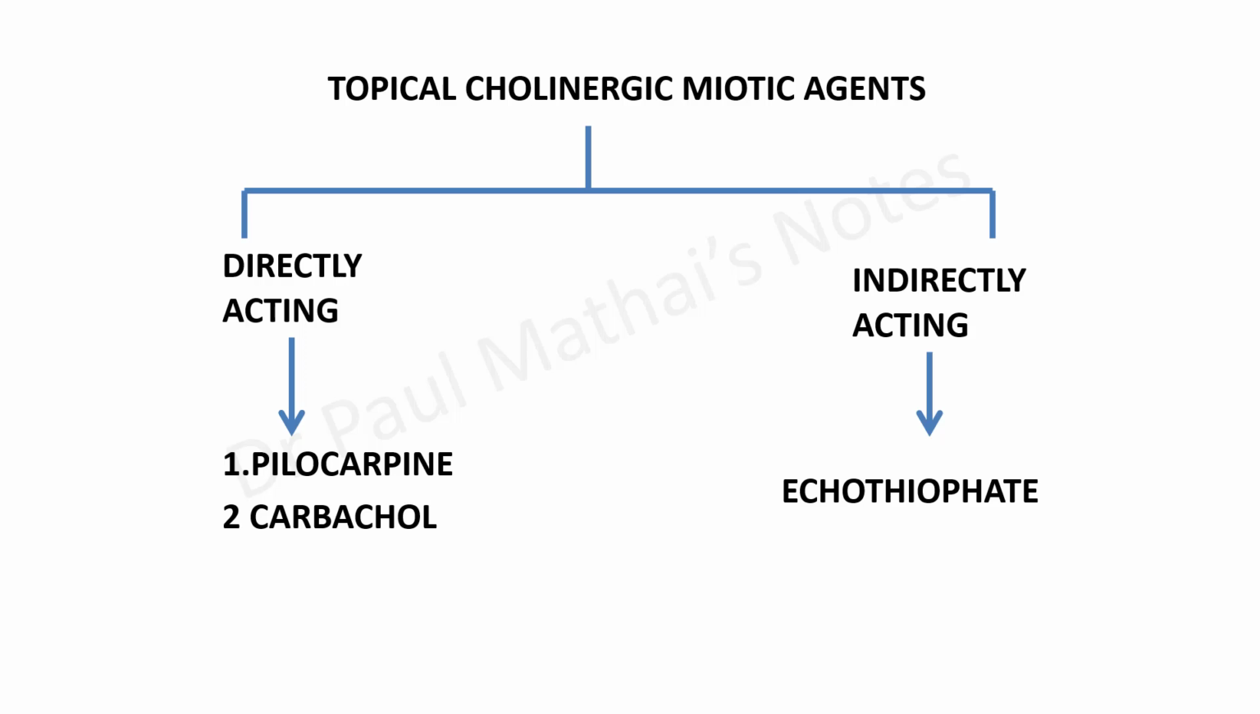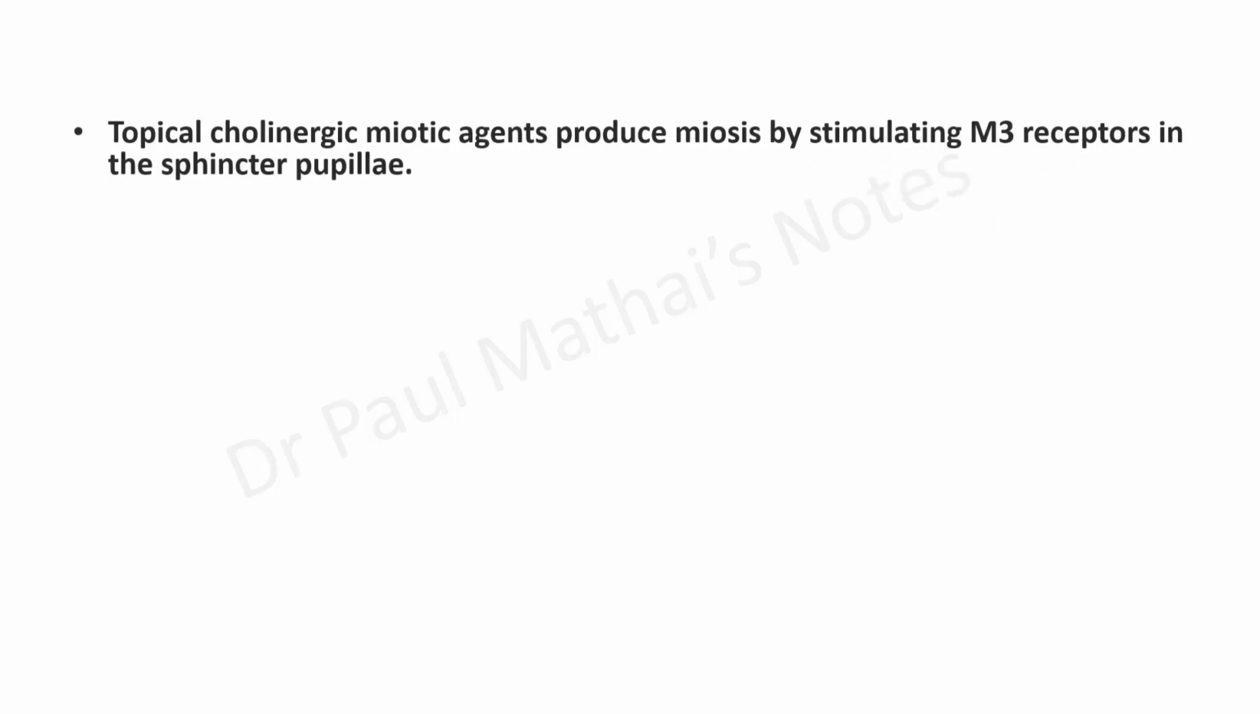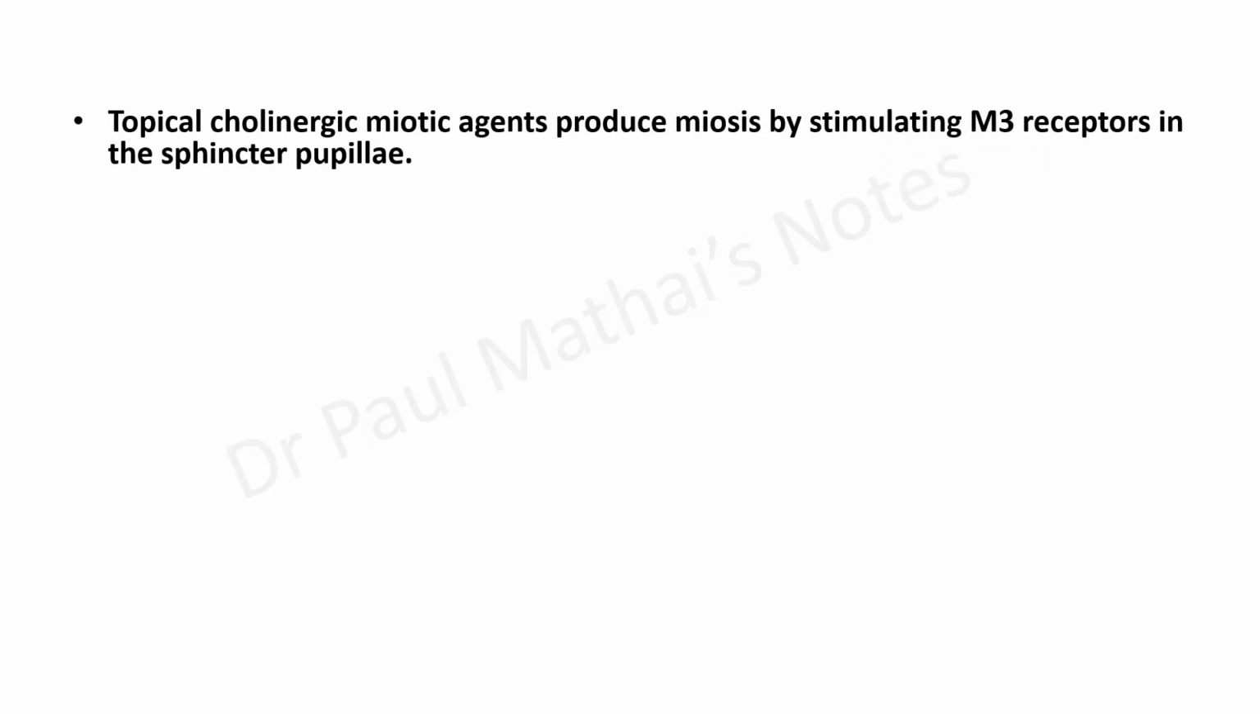Now we come to the topical myotic agents. We spoke about the classification earlier. Topical cholinergic myotics produce miosis by stimulating M3 receptors present in the sphincter pupillae. However, this in itself has little to do with reduction of the intraocular pressure.